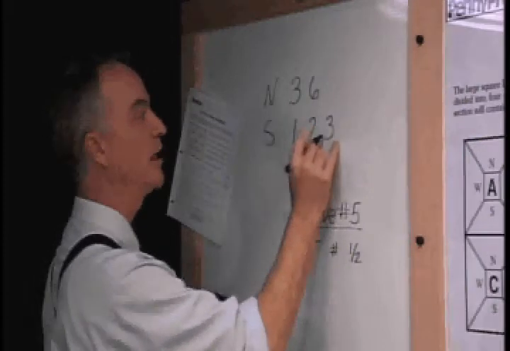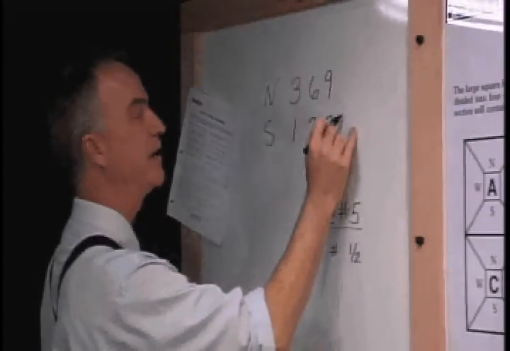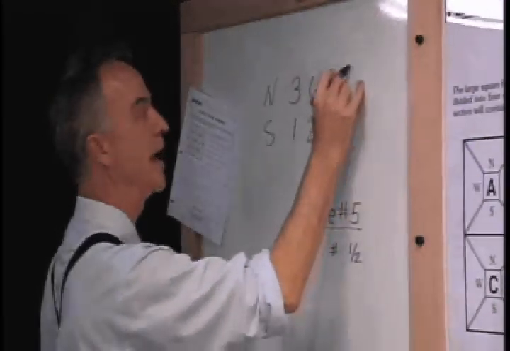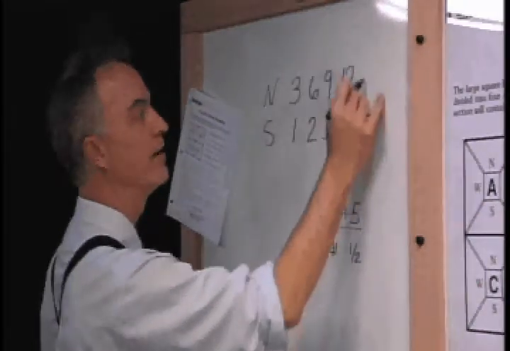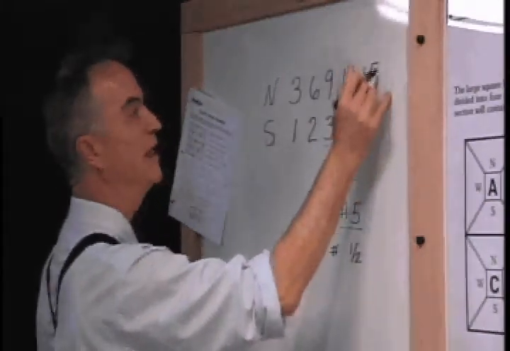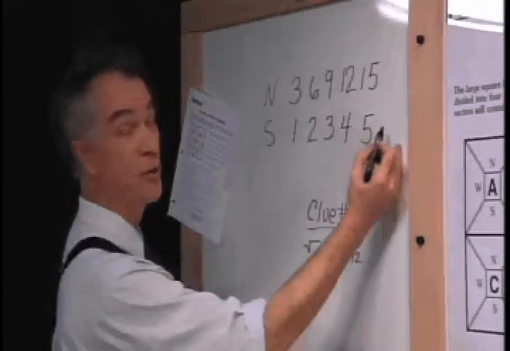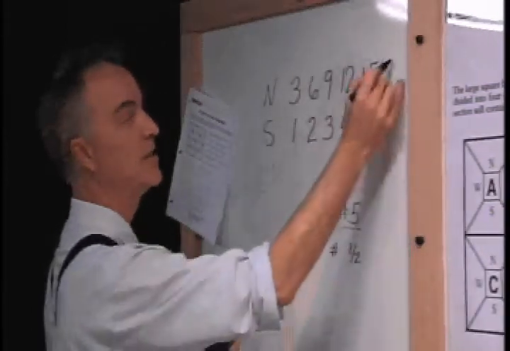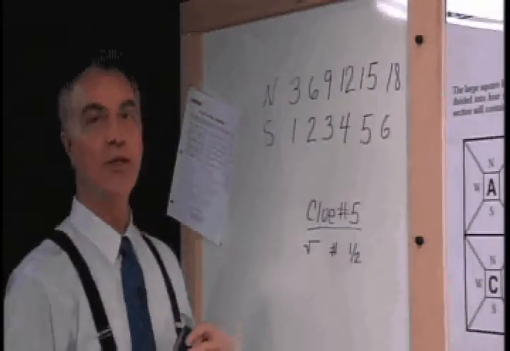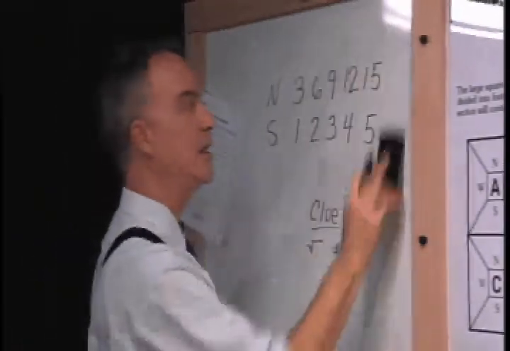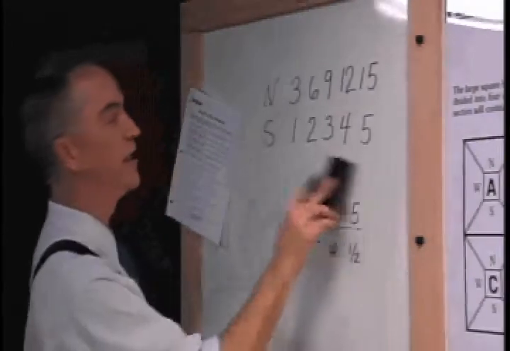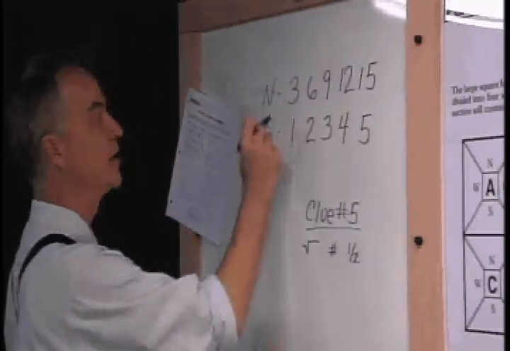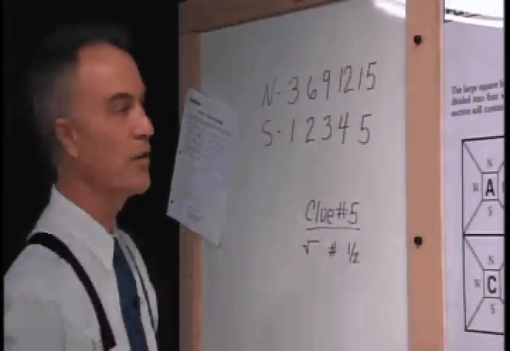If south is 2, north would have to be 6. If south is 3, north would have to be 9, 4, and 12, 5, and 15. 6 would certainly work, but if we were to put 6 here, 3 times 6 is 18. We're only using the numbers 1 through 16. So these are really the only 5 combinations that we can use to make north and south.